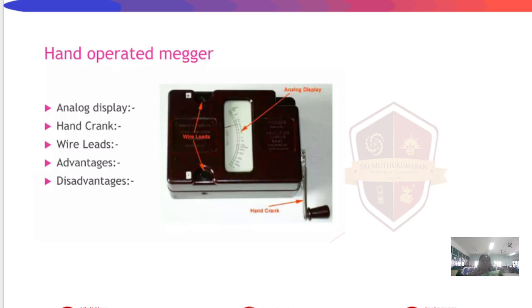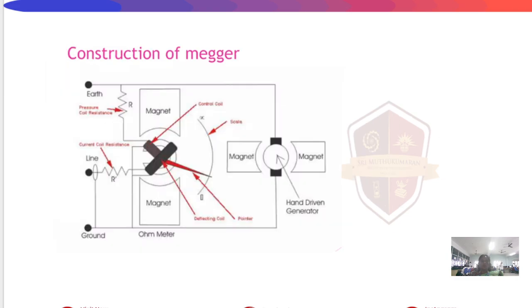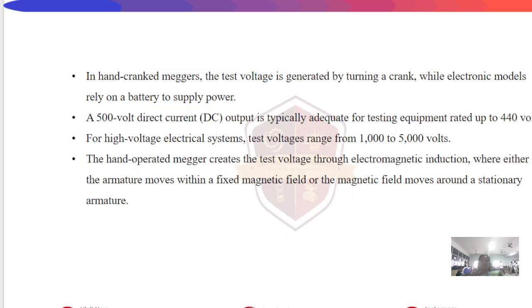For equipment rated up to 400 volts, the 500 volt DC test is usually sufficient. For high voltage systems, test voltage ranges from 1000 to 5000 volts. The Megger works on the principle of electromagnetic induction. It generates DC voltage and measures insulation resistance. Here the construction diagram of the Megger is shown.